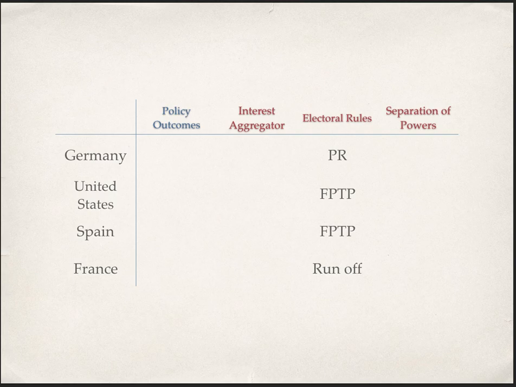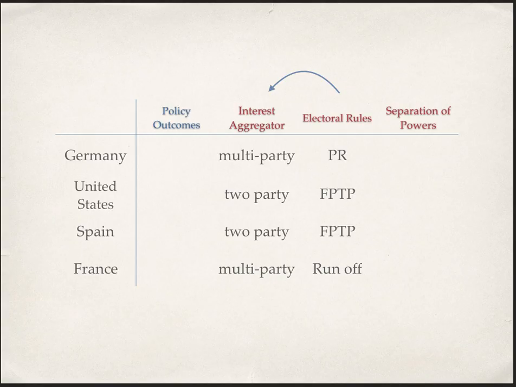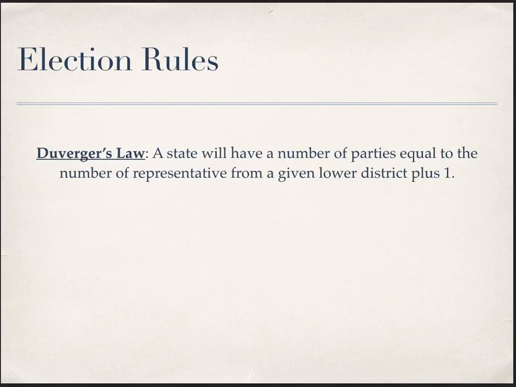But we might ask ourselves the extent to which electoral rules matter for interest aggregation, right? Electoral rules and interest aggregation and separation of powers might not only affect policy outcomes, they might affect each other. So let's take a look at how we think electoral rules might change the number of parties that we see in a particular country. For this, we look to Duverger's law. Duverger's law predicts that a state will have a number of parties that is equal to the number of representatives in the lower house plus 1.